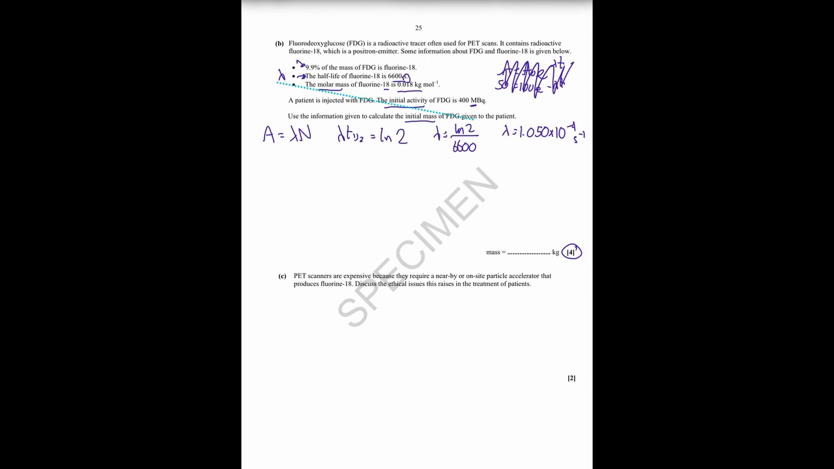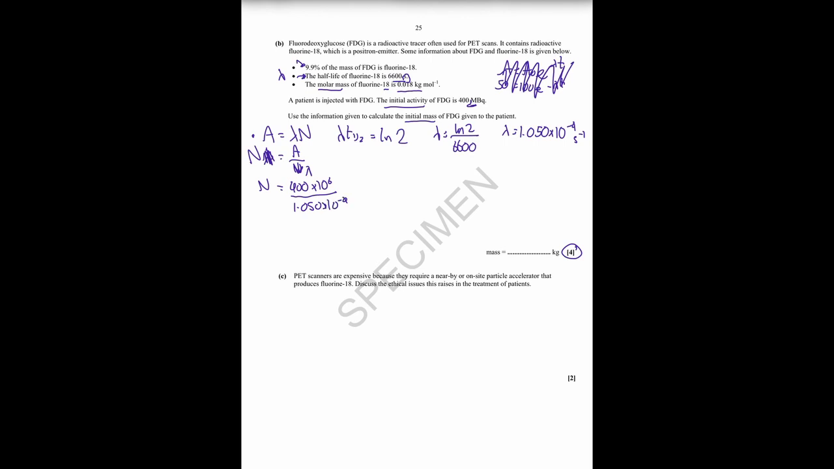Okay, so now that I've got that lambda, I'm thinking, okay, what can I do with that? I might as well go to this equation and see if I can do something with it. So have I got the initial activity? Yeah, I do. I'll rearrange this now to be fair. So lambda is going to be equal to A over N. Have I got the initial activity? Yeah, it's 400 times 10 to the 6. I've underlined the M so I don't forget. Wait, sorry, I'm looking for N, aren't I? So N's over here, lambda's over here. Have I got lambda 1.050 times 10 to the minus 4?